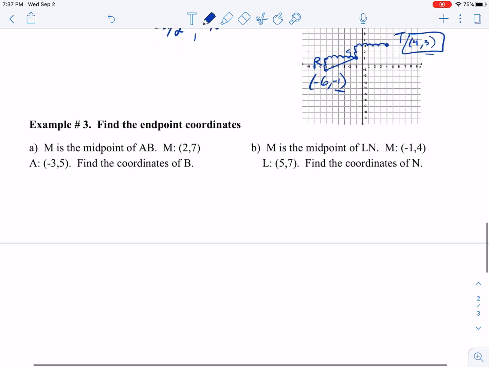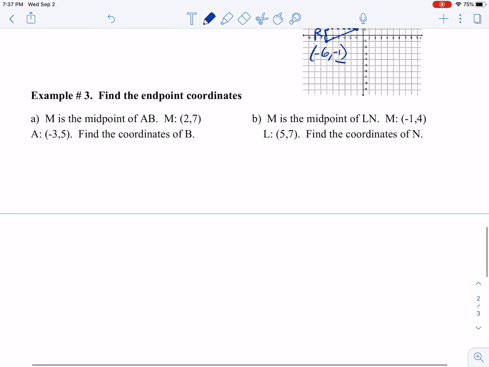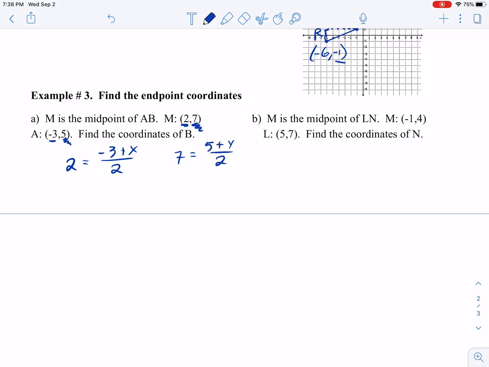Okay, let's try A together, and then you can finish up with B. These are a little tricky when you don't have a graph. I'm just going to show you by writing your equation. For A, remember our midpoint, if we look at the x-coordinate, 2 came from the average of two endpoints, so -3, and then some other x-coordinate that we divided by 2. And then for our y, 7 came from the average of this y-coordinate for A, 5, and some other y coordinate divided by 2.